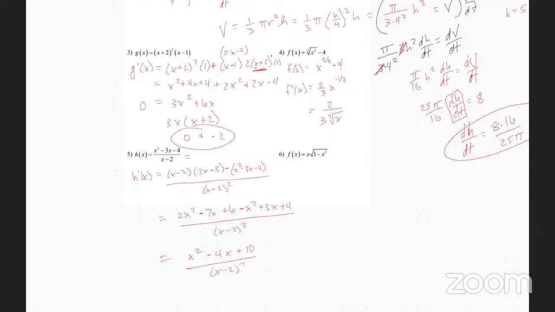That does not factor, right? So what we're going to do is use the quadratic formula. So negative b, which is positive 4, plus or minus the square root of b squared minus 4ac. So that's going to be imaginary numbers all over 2a, because those are complex, so non-real.